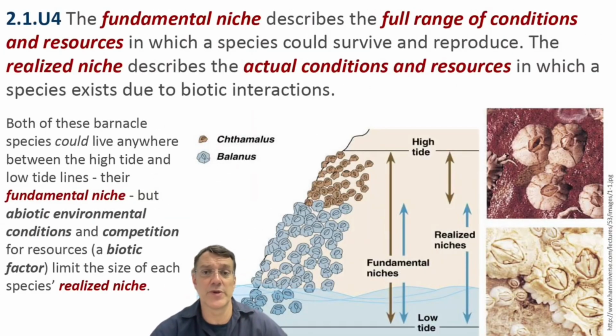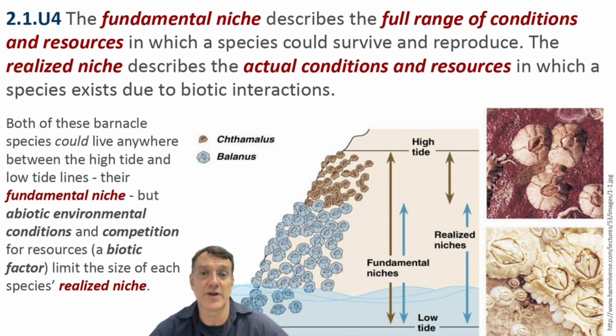We need to distinguish between two important niche concepts. The fundamental niche describes the full range of conditions and resources in which a species could potentially survive and reproduce. The realized niche describes the actual conditions and resources in which a species does exist due to biotic interactions, particularly competition. This classic example shows how competition affects realized niches in barnacles.